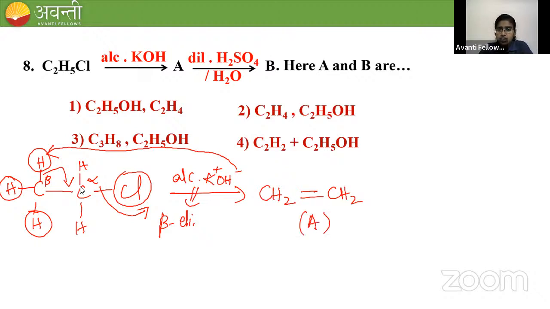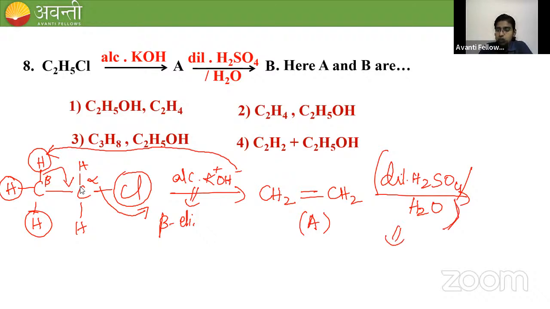This compound A is treated with dilute H2SO4, and hydration is occurring. This reaction is called acidic hydration. We are adding the water molecule, so it is called hydration using an acid. Now what happens when an alkene is treated with acid and H2O? Markovnikov's addition occurs, right? So it undergoes Markovnikov's addition.